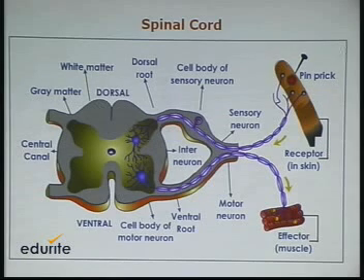There are a number of nerves that arise from the spinal cord. They are called as the spinal nerves. We have 31 pairs of spinal nerves. Of these, 8 pairs are cervical, 12 pairs are thoracic, 5 pairs are lumbar, 5 pairs are sacral, and 1 pair is coccygeal. The spinal nerves, along with the cranial nerves, form a part of the peripheral nervous system.